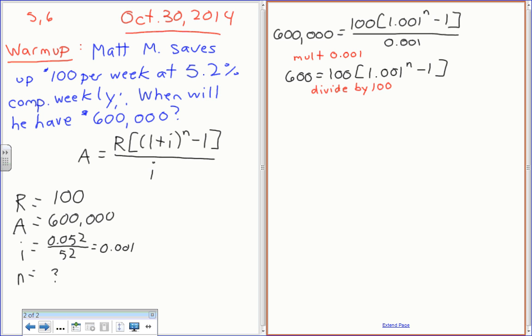Okay, so you get 6 equals 1.001 to the n minus 1. Now, if I had a coffee, which I don't, I would pick it up and take a little drink now and take a break to make sure everyone gets caught up. It's an imaginary coffee today. Notice my fingers, I can check coffee. There it is right there.